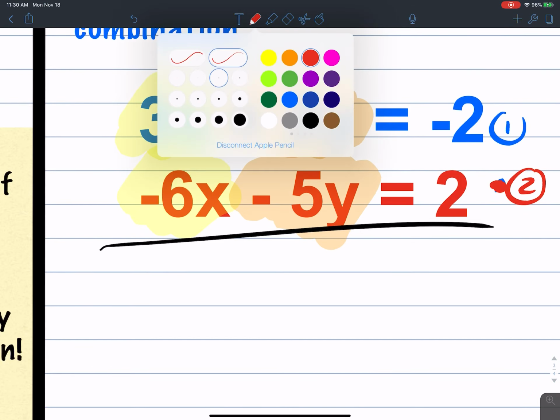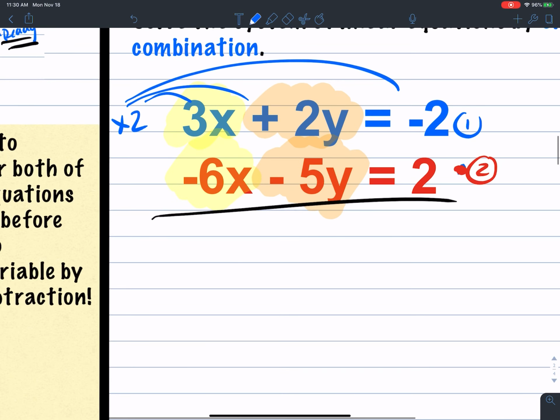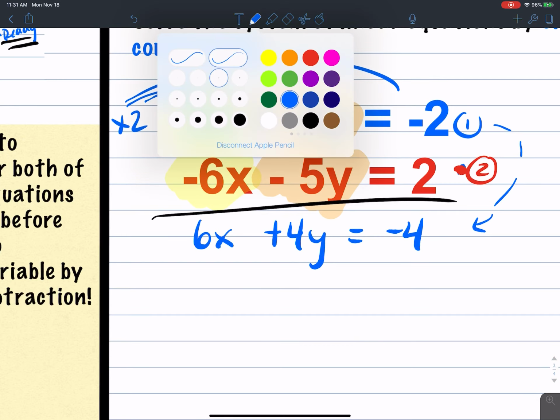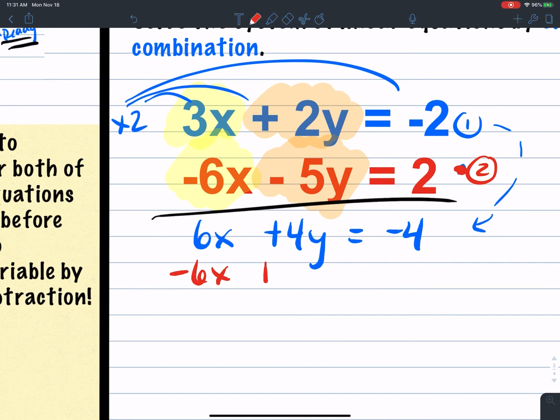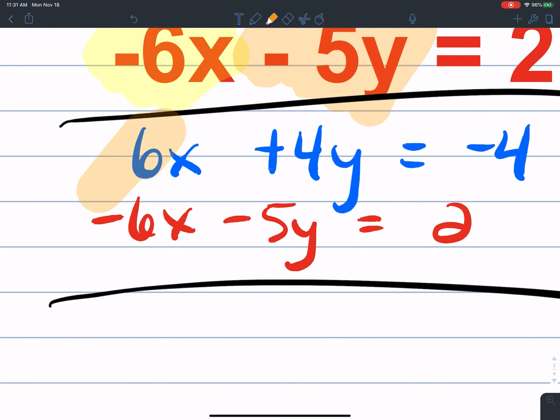So what I notice here, if I took my first equation and multiplied it by 2, everything there being multiplied by 2, I'd create this new equation that would look like 6x plus 4y equals negative 4. Now, I'm just going to recopy the red one below it, negative 6x plus 5y, or sorry, minus 5y, is equal to 2.